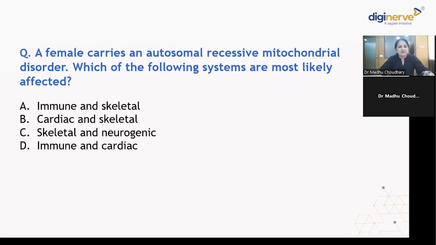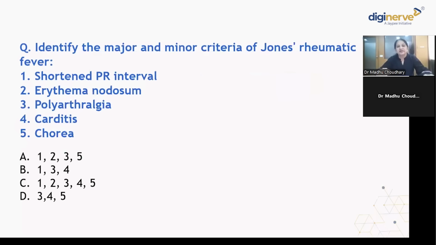A female carries an autosomal recessive mitochondrial disorder. Which of the following systems are most likely to be affected? Now, it's a female carrier, autosomal recessive mitochondrial disorder. A little tricky question. Mitochondria, where do you find a large number of mitochondria? Of course, we see a large number of mitochondria in cardiac and skeletal muscle and also in ocular muscles. So the correct answer is cardiac and skeletal. Let's move on to the next question.